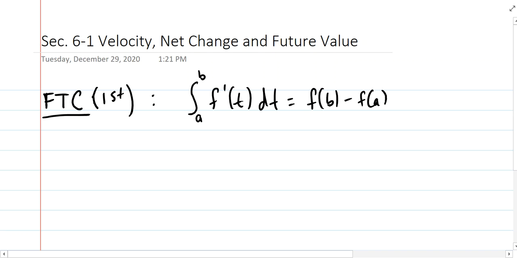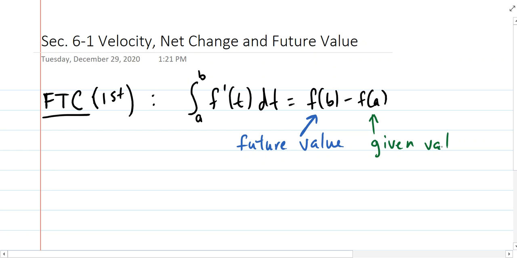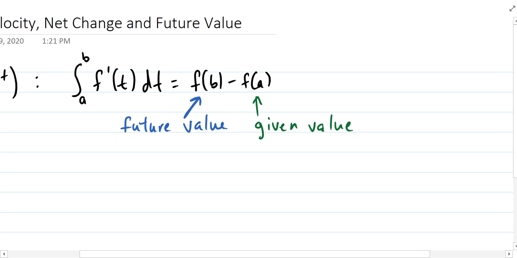where f of b is some future value, and f of a is a given value. Sometimes that given value is the initial value, sometimes it's another one. So that's where those initial value problems come from, and they're boundary value problems. That's what they're called in calculus.